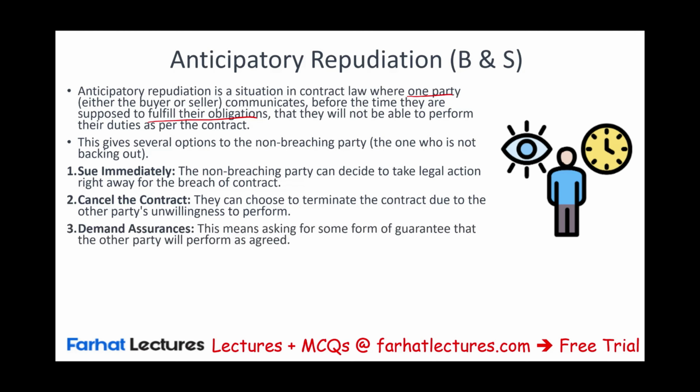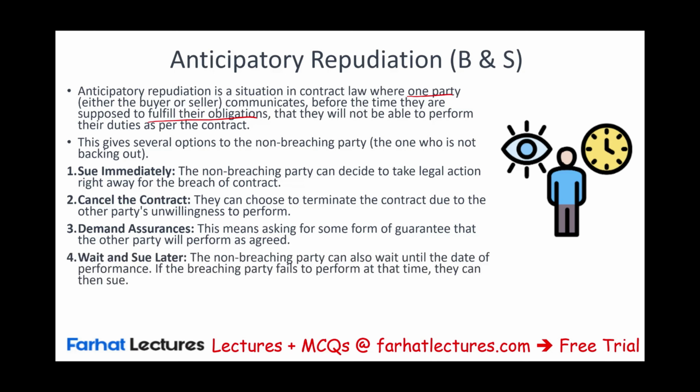You could demand assurance, asking for some guarantee that the other party will perform as agreed. You could just basically ask them, I want the assurance that you are going to perform, and we're going to see what happens. We'll talk about demanding assurance shortly. Or you could wait and see what's going to happen later and sue based upon their action. So the non-breaching party can wait until the date of the performance. If the breaching party fails to perform, then you will sue. You have all these options.